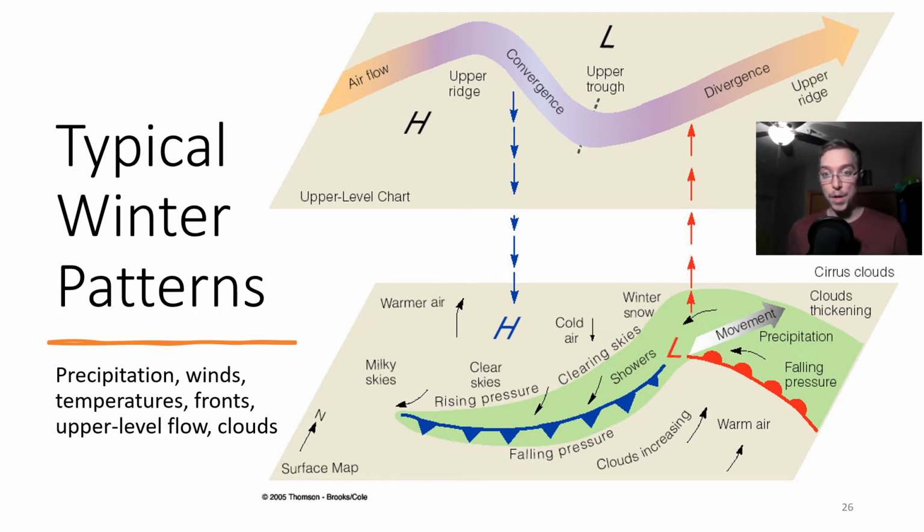We have rising pressure behind the cold front. We see that high pressure system there. Where the low pressure system predominates, we have falling pressure. We see warm air down over here, which makes sense, behind the warm front, where you have a wedge of cold air coming in over here.